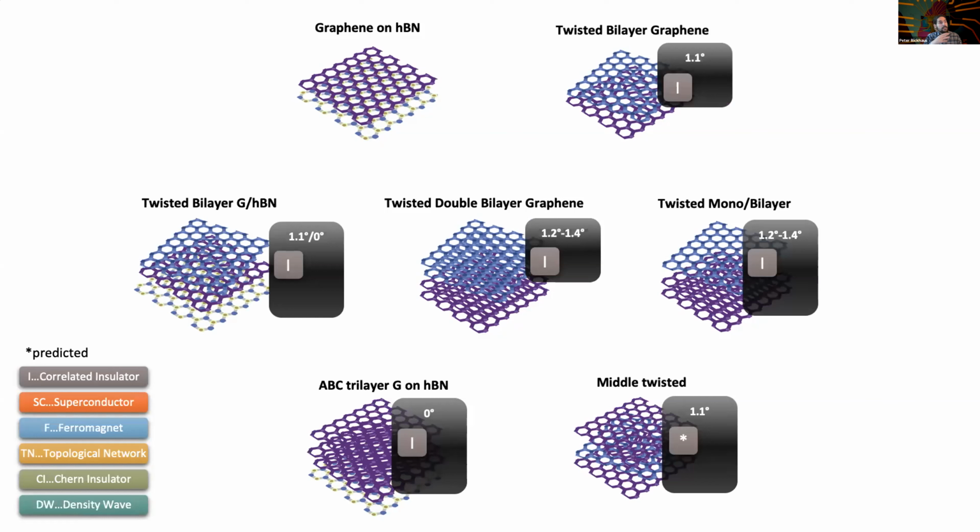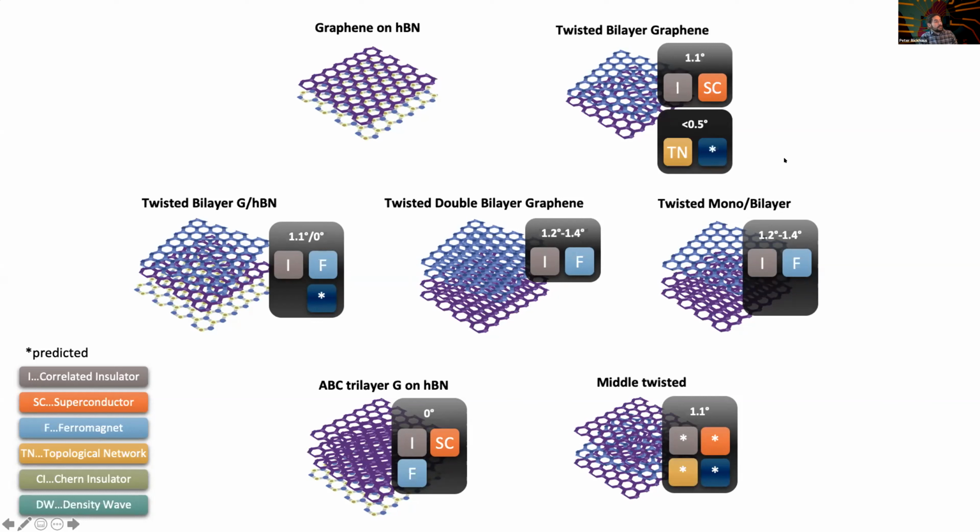So the correlated insulator states popped up in most of these at angles of roughly 1.1 degrees. Superconductivity has been discovered in a few. Ferromagnetism usually in the other ones, and you see the ferromagnetism seems to pop up more likely if the structure is not completely mirror symmetric around the middle plane, like this twisted bilayer aligned with boron nitride. Here, the double bilayer graphene, when one applies an external field, also becomes an asymmetric structure.